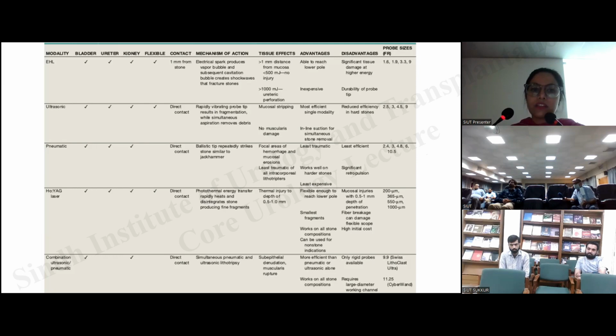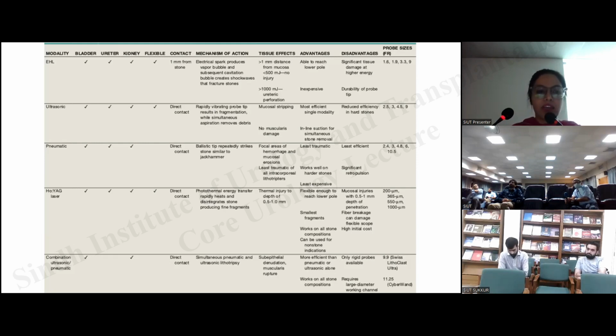Advantage is that it is the most efficient single modality, with inline suction for simultaneous stone removal. Disadvantage of this intracorporeal lithotripsy is reduced efficiency in hard stones. The probe sizes are 2.5, 3, 4.5, and 9.